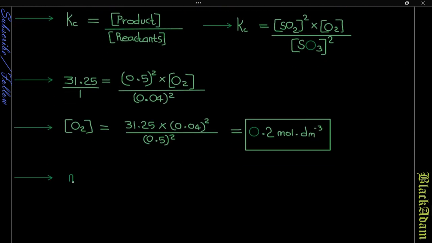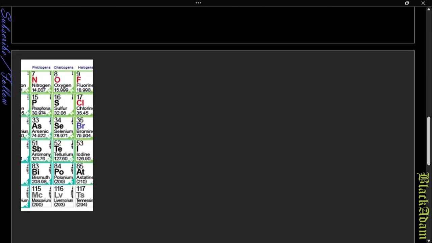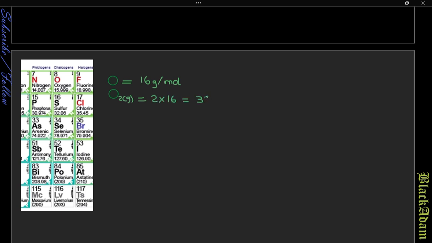And then we have number of moles is mass over molar mass. So we need to find out the molar mass of oxygen. Oxygen, let's get to the periodic table. We have oxygen there, which is 16 gram per mole, and then it's a double atom, which is going to be 2 times 16, giving us 32 grams per mole. So that's the molar mass of oxygen.